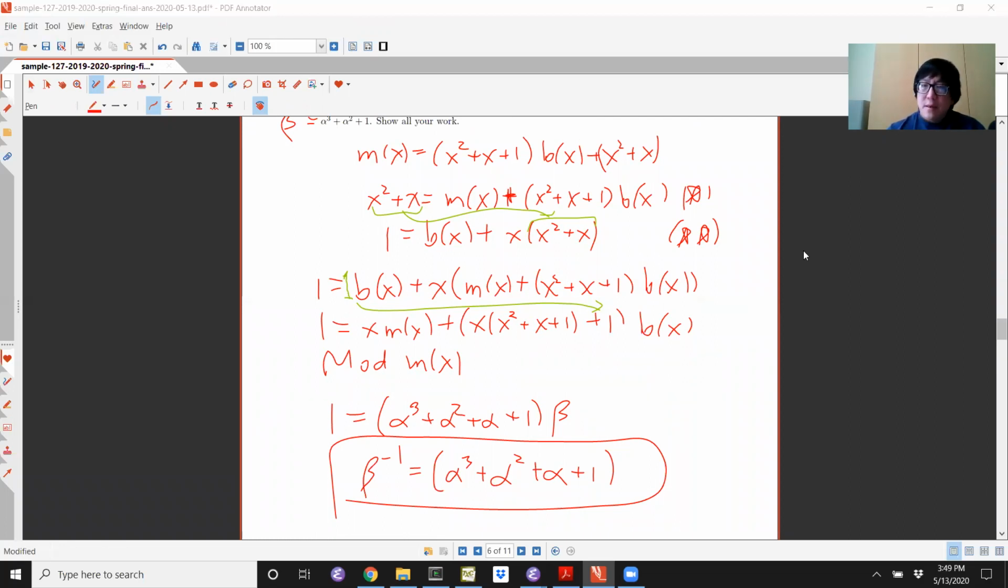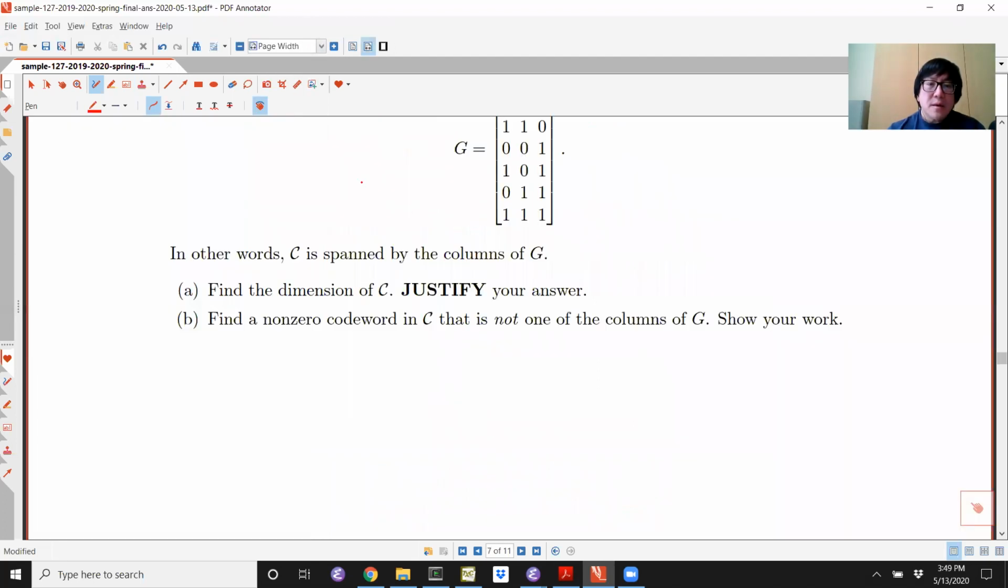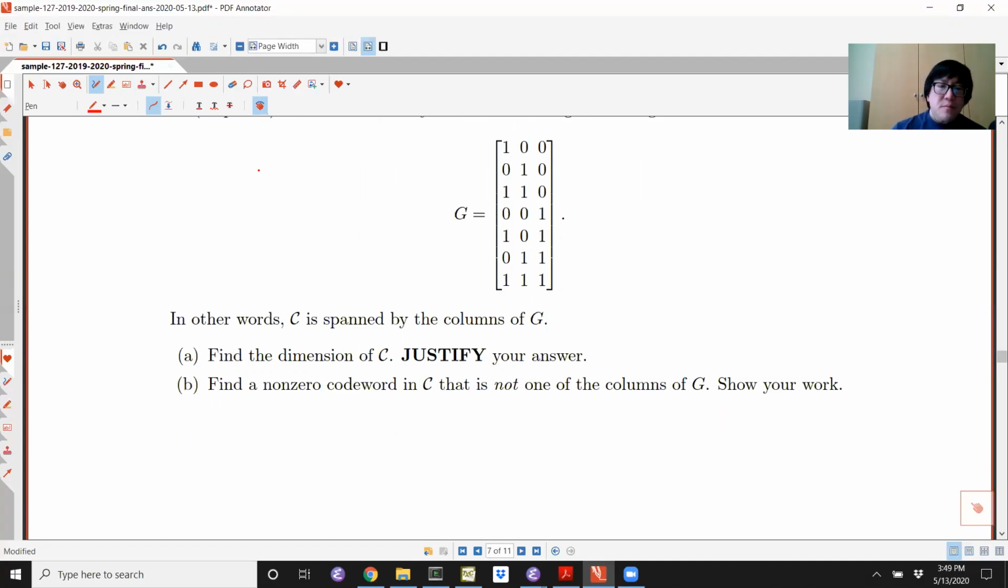Okay, next. Problem 9. So let C be the binary linear code. Actually, in some previous problem I said, well, if you did it by RREF, somebody's asking what happens if you do this by RREF, so I'm going to do that. Part A, find the dimension of C, justify your answer. To start part A, our code C is equal to the column space of G. That is, it says right there, C is spanned by the columns of G.